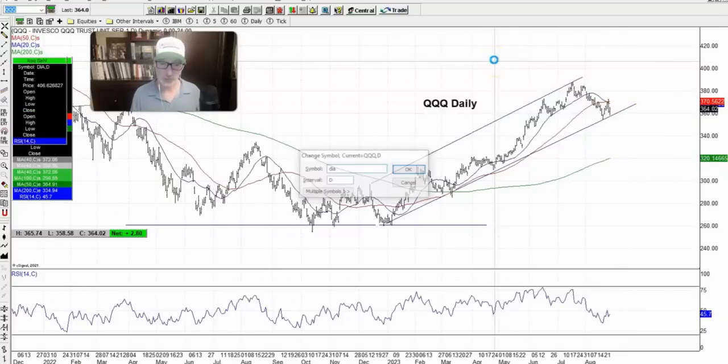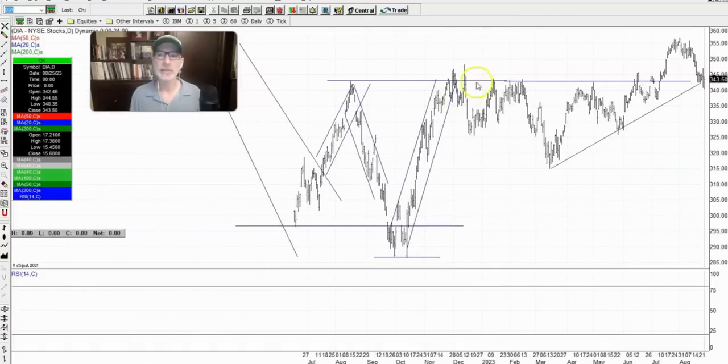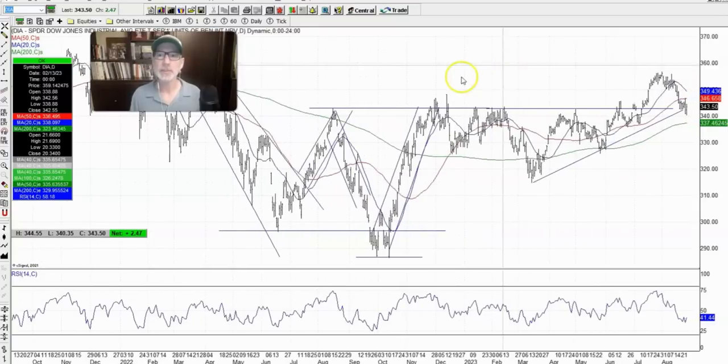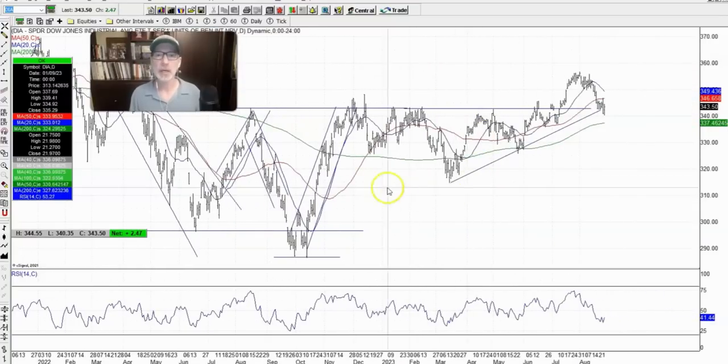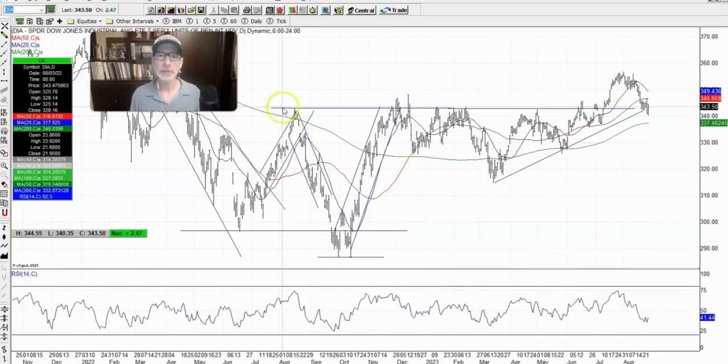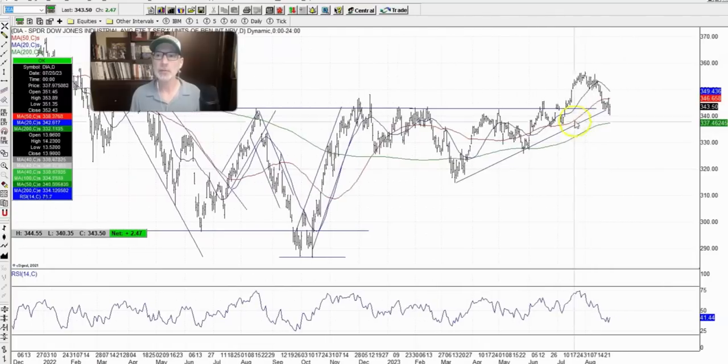Let's look at the Dow Jones. We use the DIA. This is the Diamonds, they call it. This is the exchange traded fund for the Dow Jones Industrial. You can see we had this resistance here for a long period of time since last summer, since summer 22. It just couldn't get through.